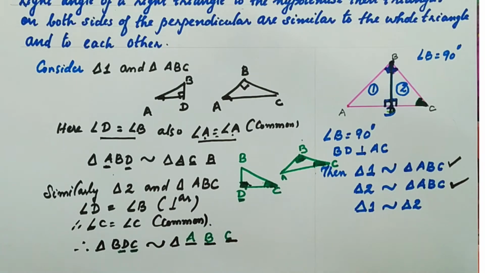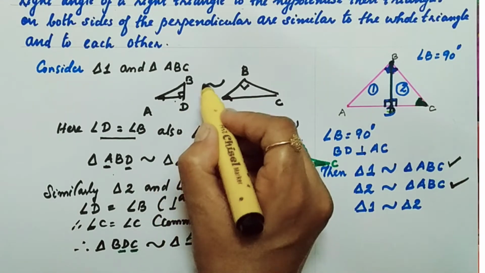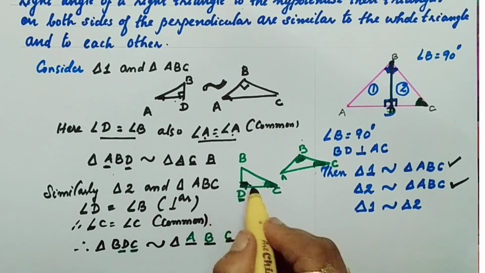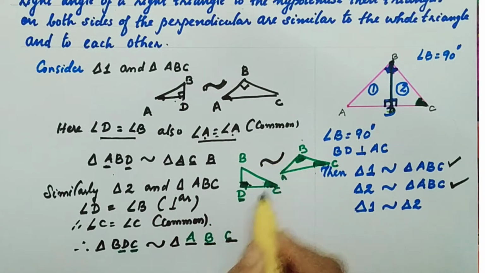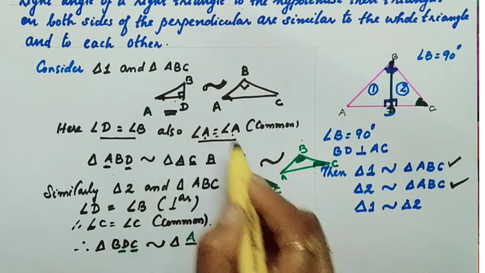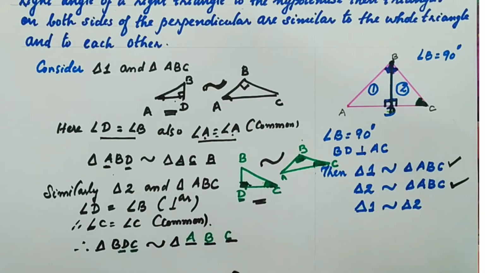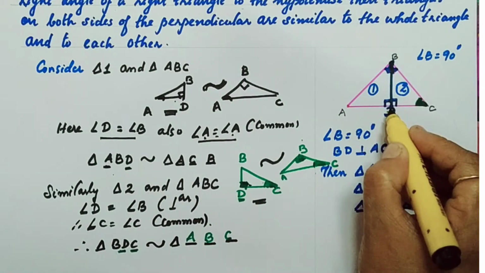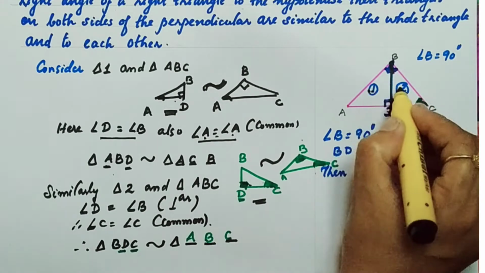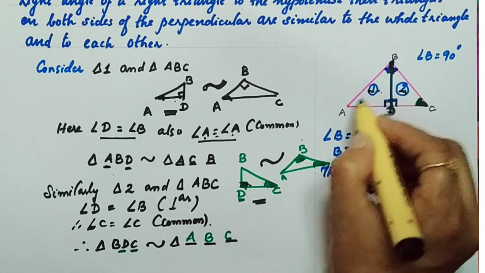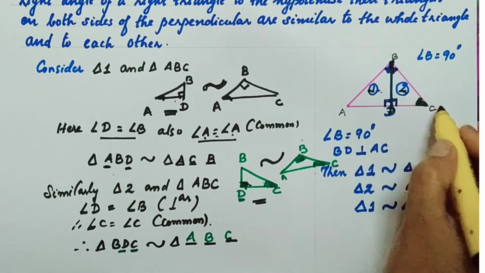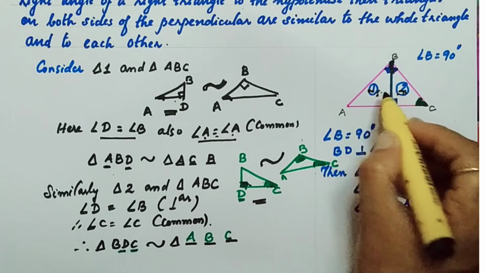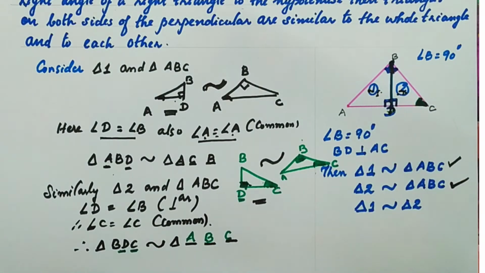Then clearly, if triangle 1 is similar to the whole triangle ABC and triangle 2 is similar to the whole triangle ABC, then it is clear that triangle 1 and triangle 2 are similar to each other. So this is actually the statement of the theorem. Once again, if a perpendicular is drawn from the vertex of the right angle of a right triangle, then the triangles on both sides of the perpendicular are similar to the whole triangle and also similar to each other. A very important theorem.